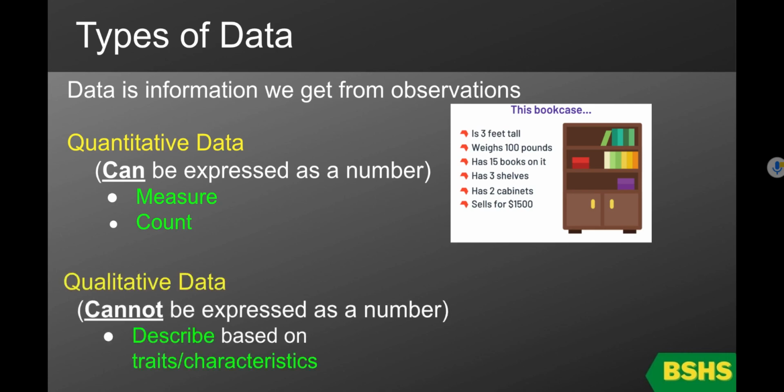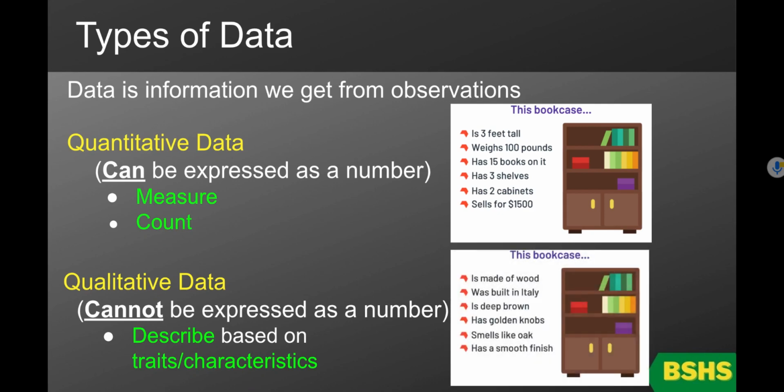The second type of data is qualitative data. This is data that cannot be expressed as a number. Instead, we use descriptions or characteristics. For example, think about the same bookcase. I can tell you that it's made of wood, that it was made in Italy, that it's brown, that it smells like oak, and that it's smooth. These are not numbers, but rather descriptions of various traits the bookcase has. So these are examples of qualitative data.